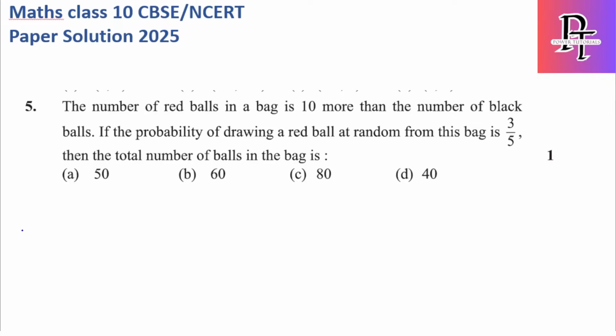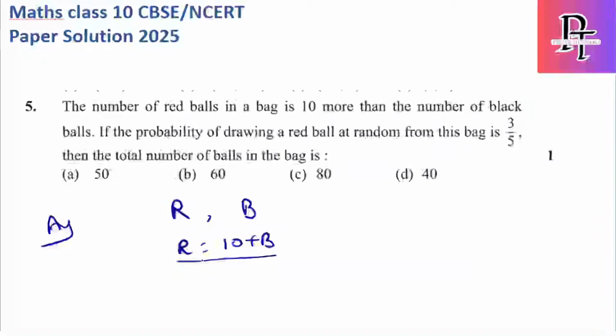The number of red balls in a bag is 10 more than the black balls. If the probability of drawing a red ball at random from the bag is 3 by 5, then find the total number of balls in the bag. So here we have a bag containing two types of balls, which are red and black. Red balls are 10 more than black. The probability of drawing a red ball at random, P of R, is 3 by 5. So what is probability? Red balls by total number of balls.